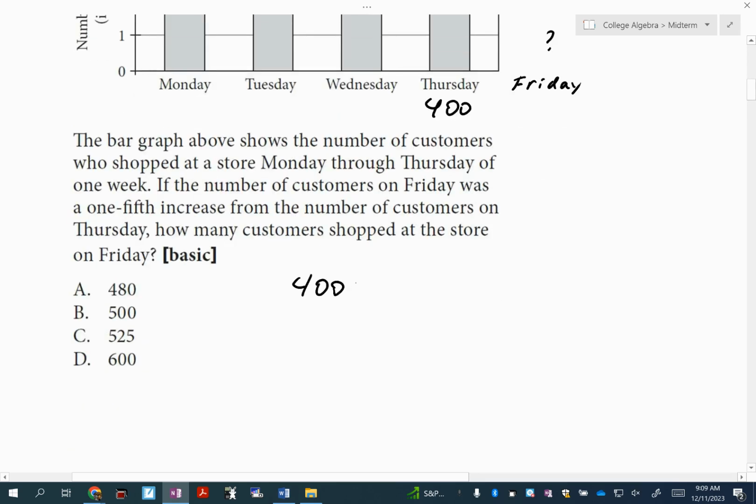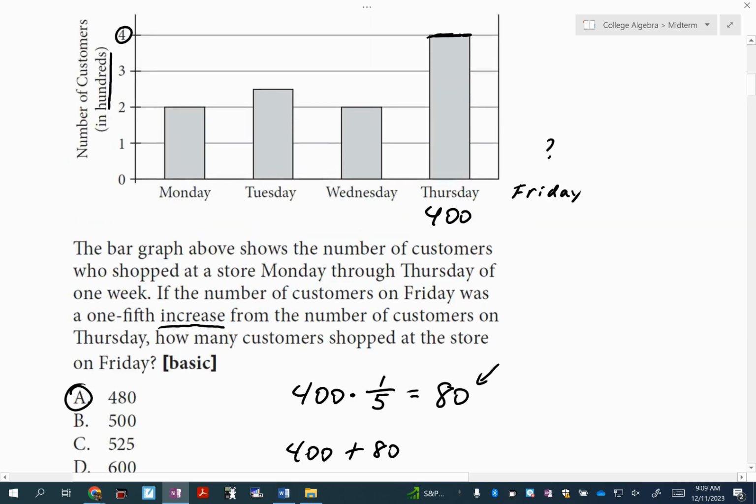And we have an increase by 1/5. So I'm going to multiply this by 1/5. You can use your calculator if you need to, but 400 times 1 divided by 5 is 80. Now notice that's not an answer choice because we are increasing. So this should be more than 400 for the number of customers on Friday. The increase is by 80 customers, so 400 plus 80 is 480 customers. That's how you do number two.